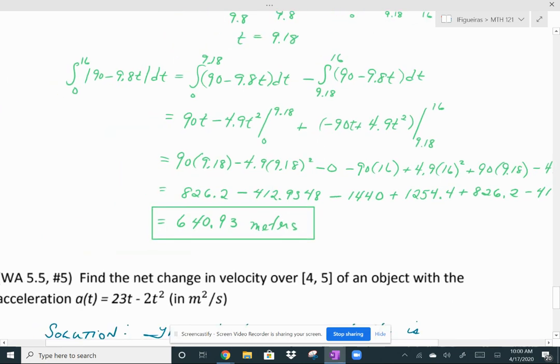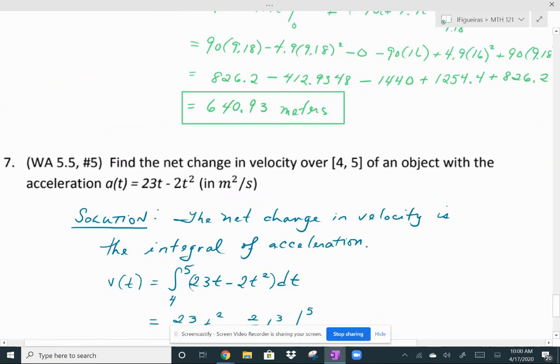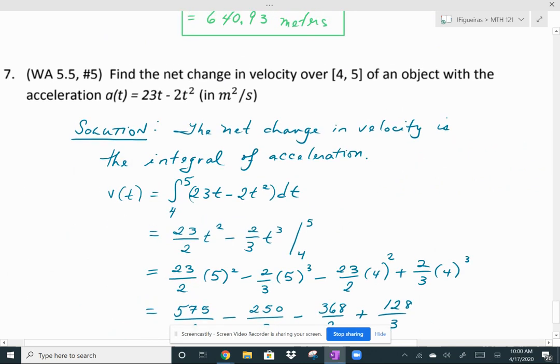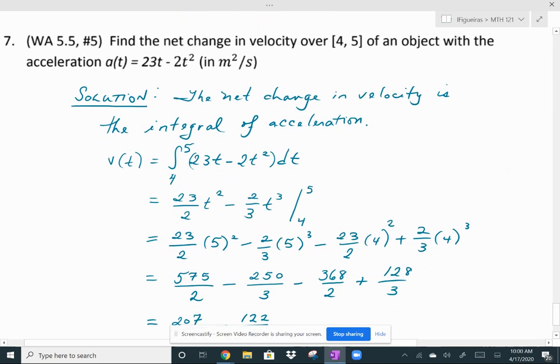Okay, we have one more. We want to find the net change in velocity over the interval from 4 to 5 of an object with an acceleration of 23t minus 2t squared in meters per second squared. Okay, so the net change in velocity is the integral of acceleration. So remember, the derivative of velocity is acceleration. Now we're going in the opposite order. So we are integrating from 4 to 5, 23t minus 2t squared dt.